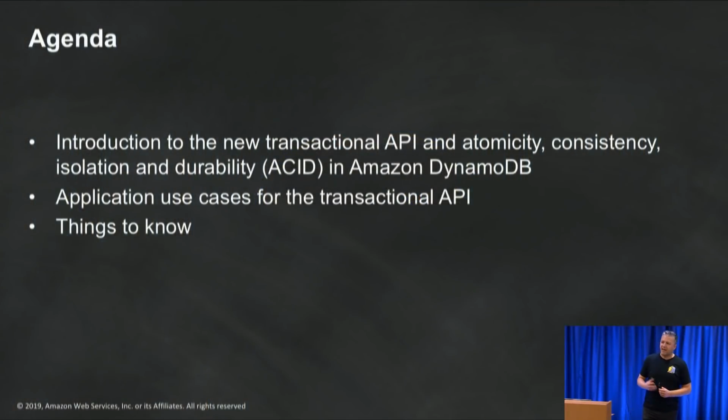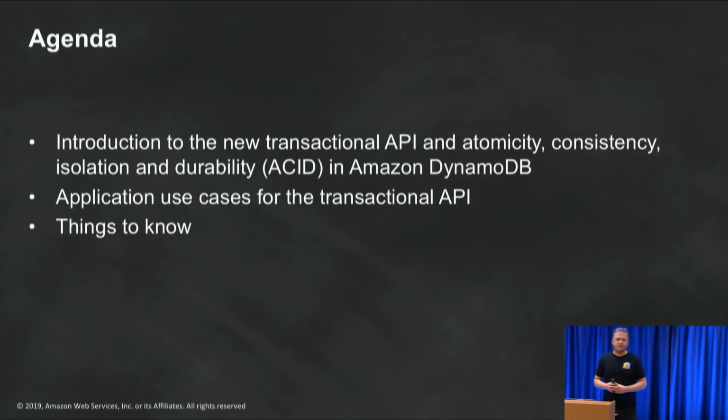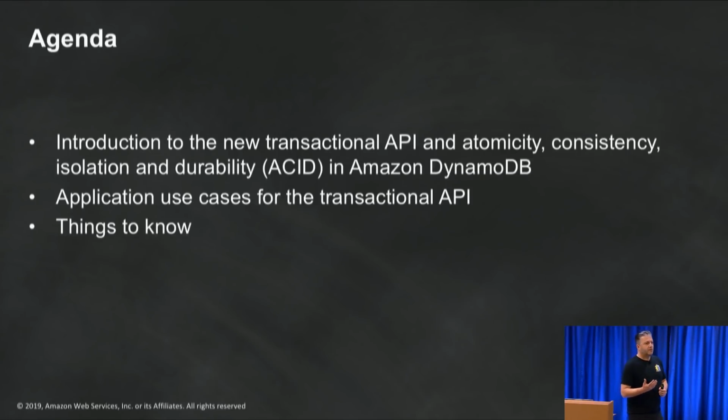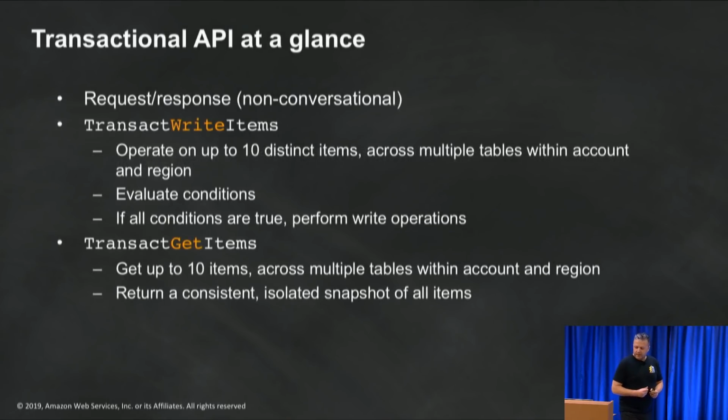Anyway, today the agenda is we're going to start with an introduction to the new transactional API in DynamoDB. We're also going to talk about ACID in DynamoDB. Then I'd like to focus a big part of this talk on use cases for which transactions make really good sense, and then some of the use cases, maybe edge use cases, where the transactions API might not be the best choice. And finally, we're going to talk about things that I think you should know about the transactions API. So let's kick it off with an overview of the transactional API at a glance.